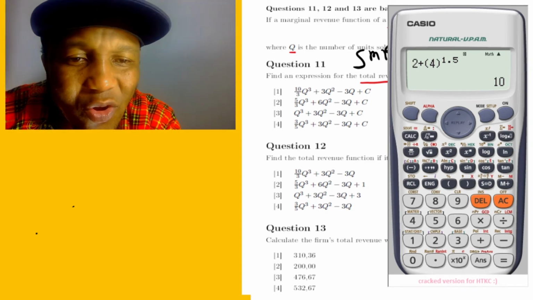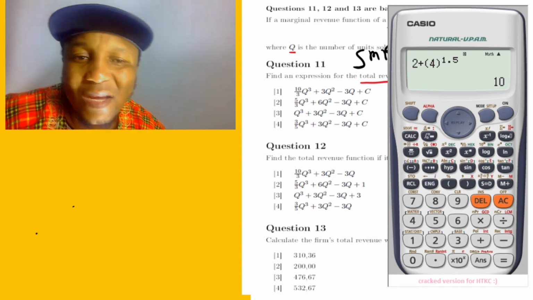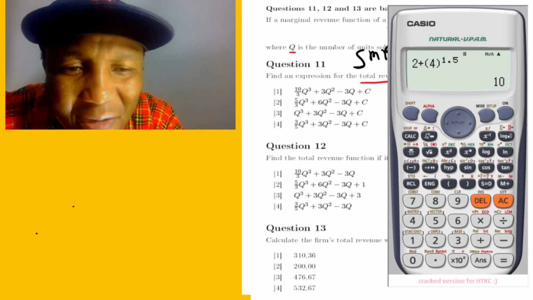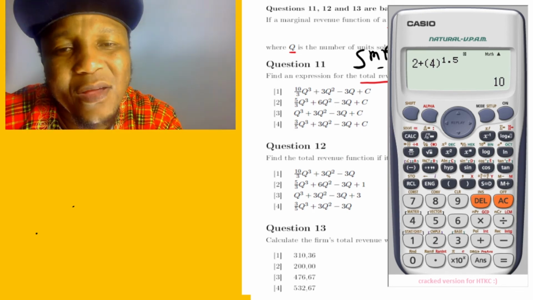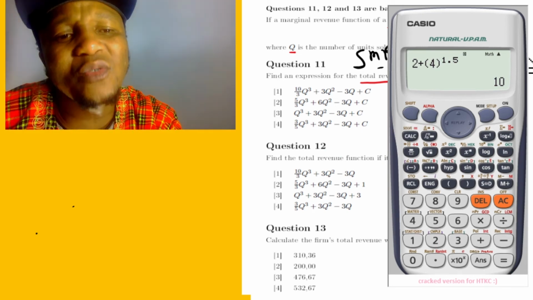If you integrate, you get total cost. That's how you do it. It's easy like that. So if you integrate marginal revenue, you get total cost plus constant C. What do you mean by it? Now let me show you how we do it.